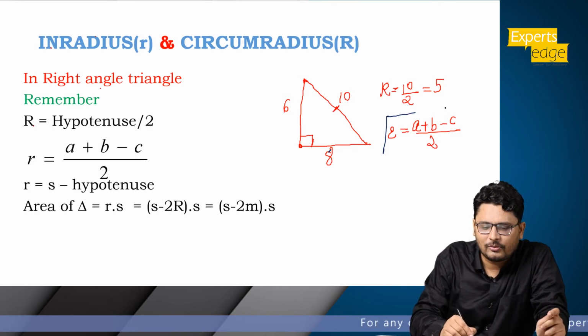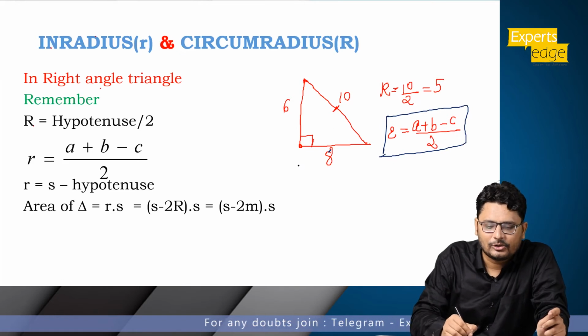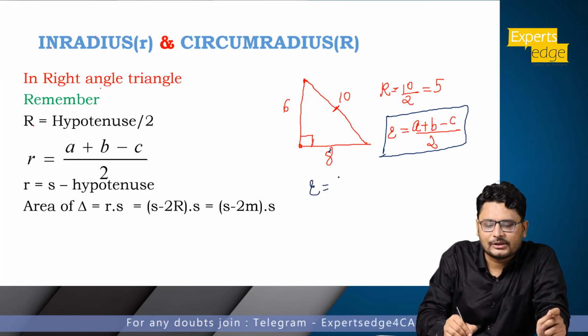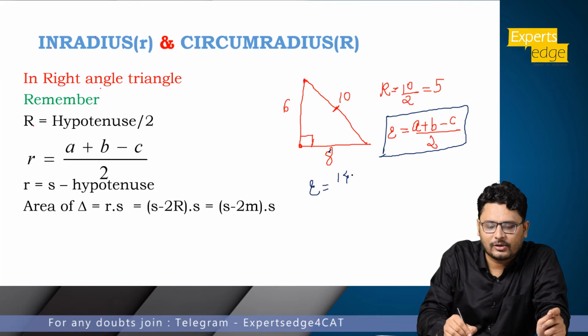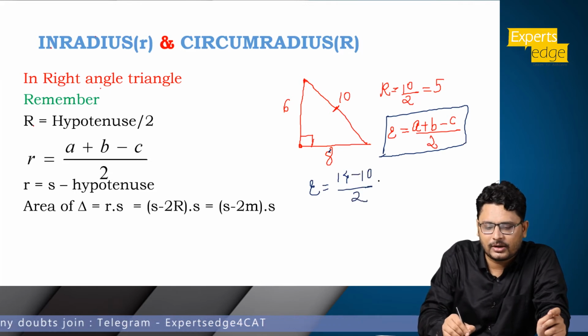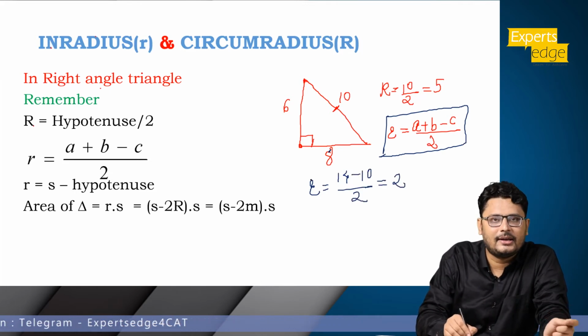So inradius का formula क्या है? यहाँ पे दो छोटी side add करो, subtract the hypotenuse and then half. तो ये 6, 8, 10 का क्या होगा? 6 plus 8 is 14, minus 10, by 2, that is 2 will be the inradius, right?